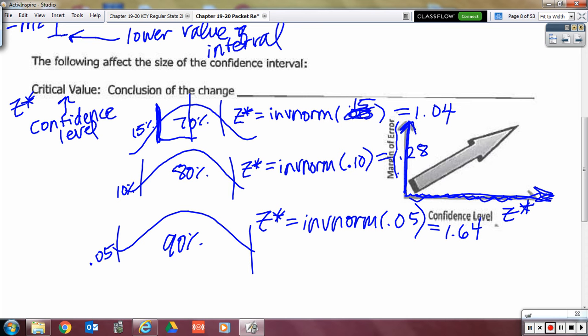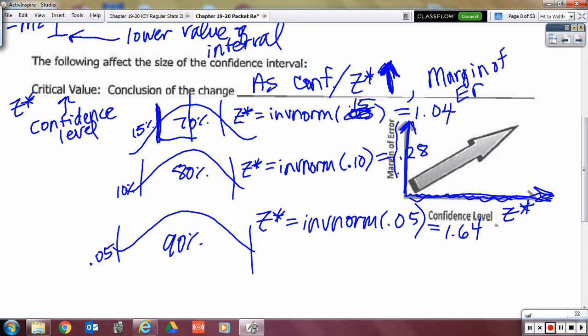Okay, so in summary, the conclusion of the change is as your confidence or your critical value goes up, it's an up arrow, then your margin of error goes up too. And if your margin of error is getting bigger, what's your interval size doing? Remember, your margin of error are your whiskers, so if your whiskers are getting bigger, what's your interval doing? It's getting bigger. Okay, so those go together. All right, so there you go.